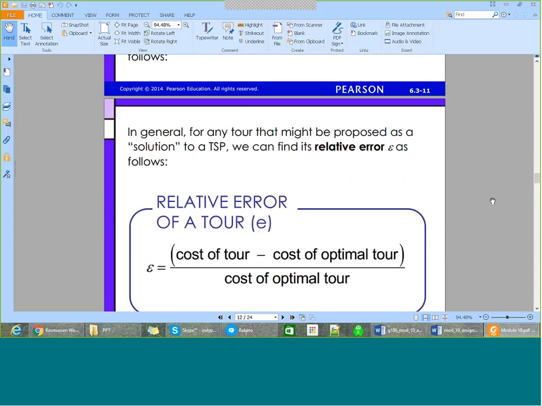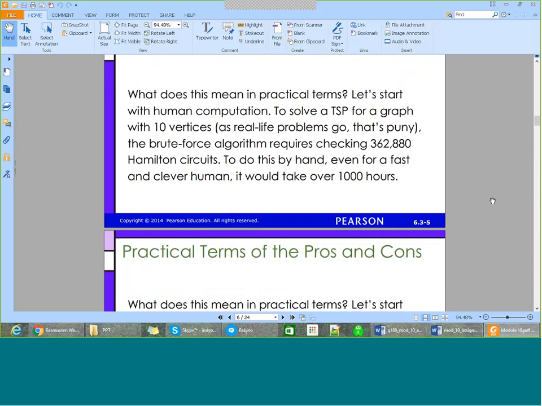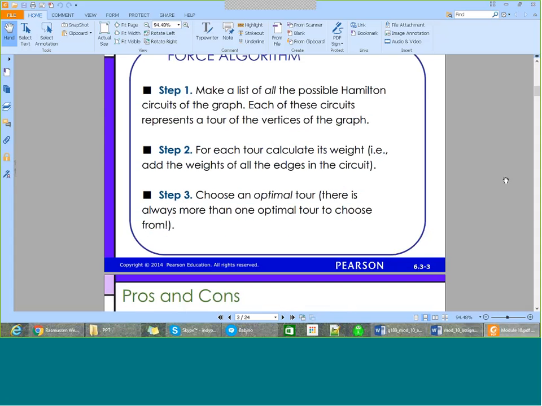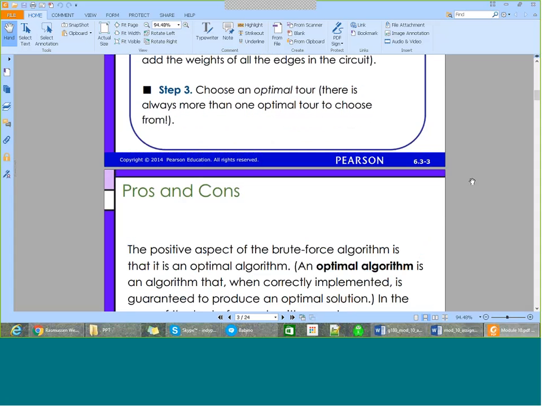The first one is you'll be learning about two algorithms here. One is called brute force, and the other one is the nearest neighbor algorithm. There's not much to the brute force algorithm. Basically, you just make a list of all possible Hamilton circuits. Then for each tour, you calculate the weights, so add up the weights. And then choose the optimal tour, meaning the cheapest tour there is. And there's always more than one optimal tour to choose from. So I'll do an example about that a little bit later.